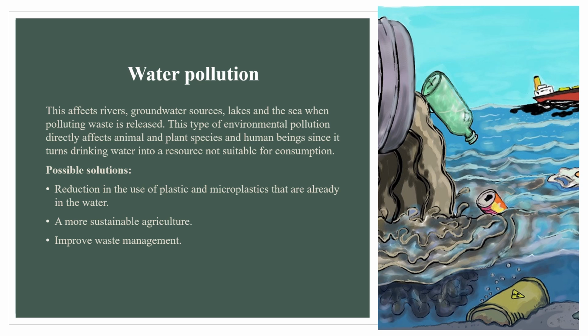Water pollution. This affects rivers, groundwater sources, lakes, and the sea when polluting waste is released. This type of environmental pollution directly affects animal and plant species and human beings since it turns drinking water into a resource not suitable for consumption. Possible solutions: reduction in the use of plastics and microplastics that are already in the water, a more sustainable agriculture, and improved waste management.